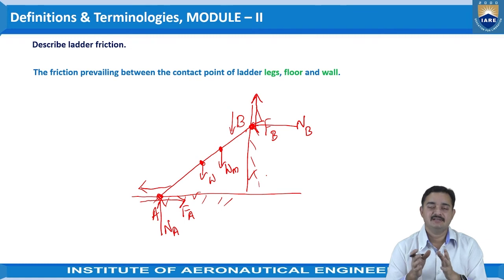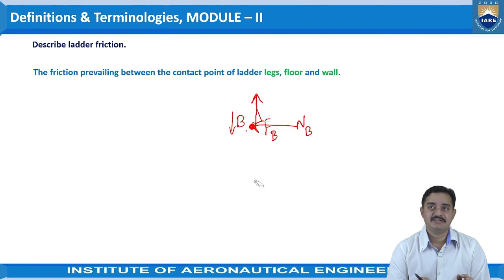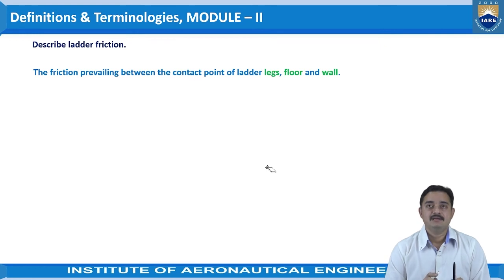So this is the ladder example, where the frictional force and the normal reactions acting at the contact points of the ladder are treated as the application of friction, and the ladder friction can be represented this way. So the friction prevailing between the contact points of the ladder legs, floor and wall is the ladder friction.